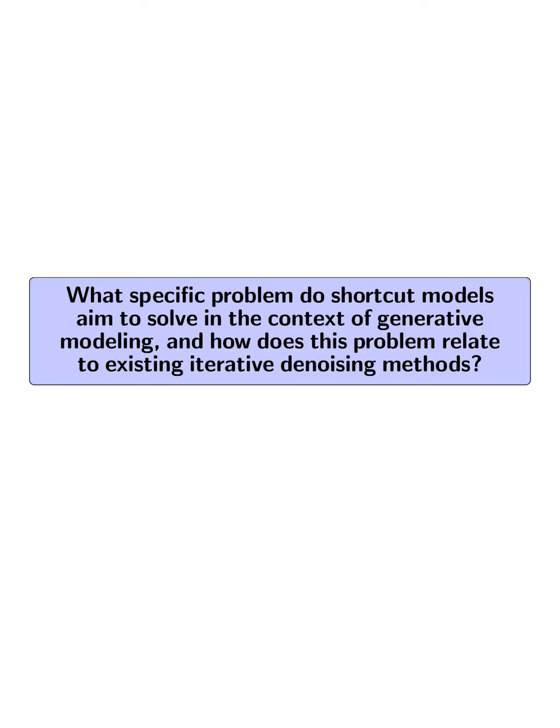What specific problem do shortcut models aim to solve in the context of generative modeling, and how does this problem relate to existing iterative denoising methods?